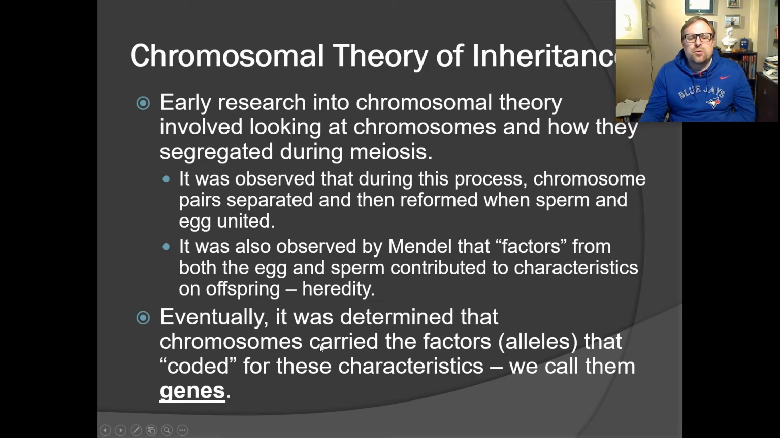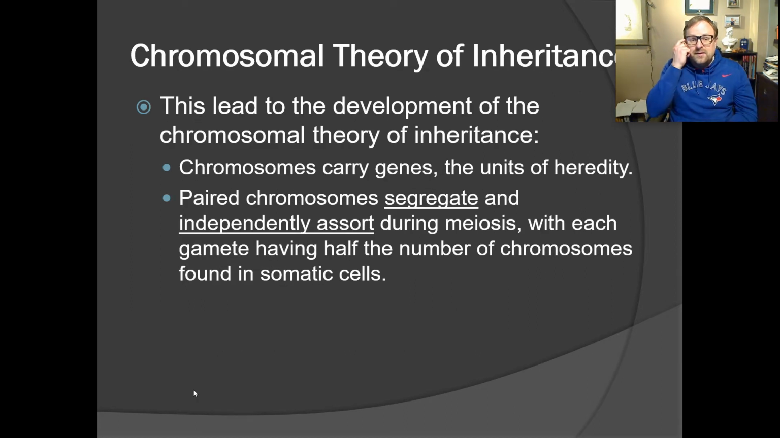Eventually, it was determined chromosomes carried the factors or alleles that coded for these characteristics. Okay, and those alleles and how they work together are called genes. Those genes then are the specific set of instructions to make a particular characteristic, a particular protein, as we'll see in the next part of the unit. This led then to the development of the chromosomal theory of inheritance. And this is what it says.